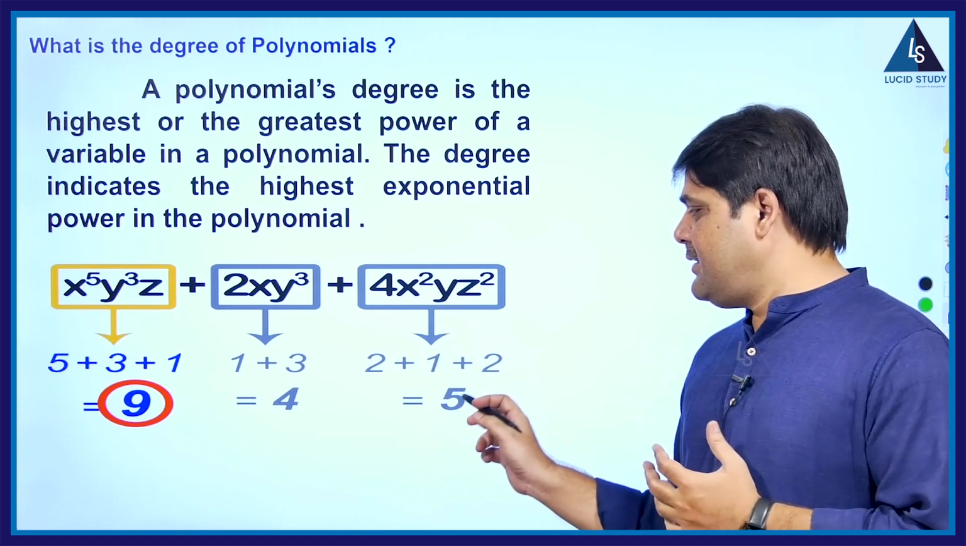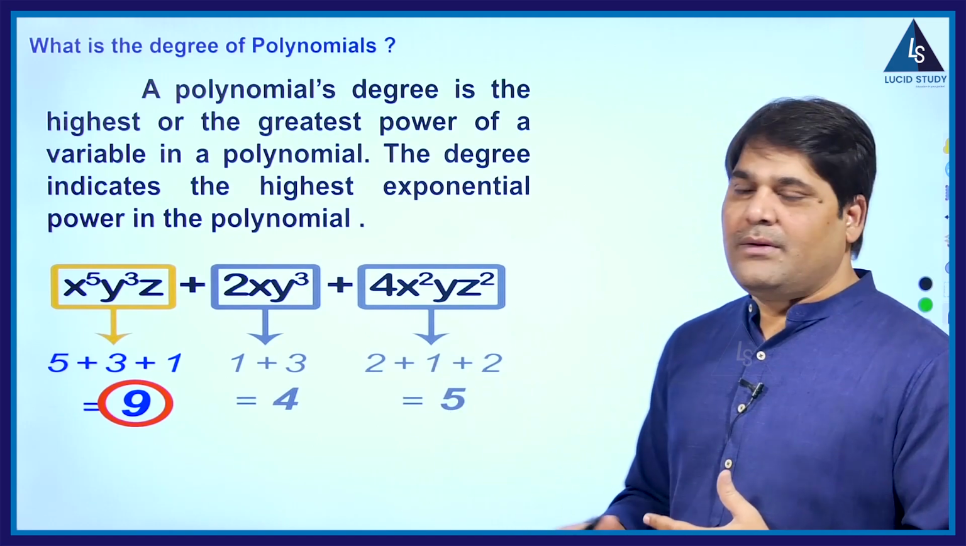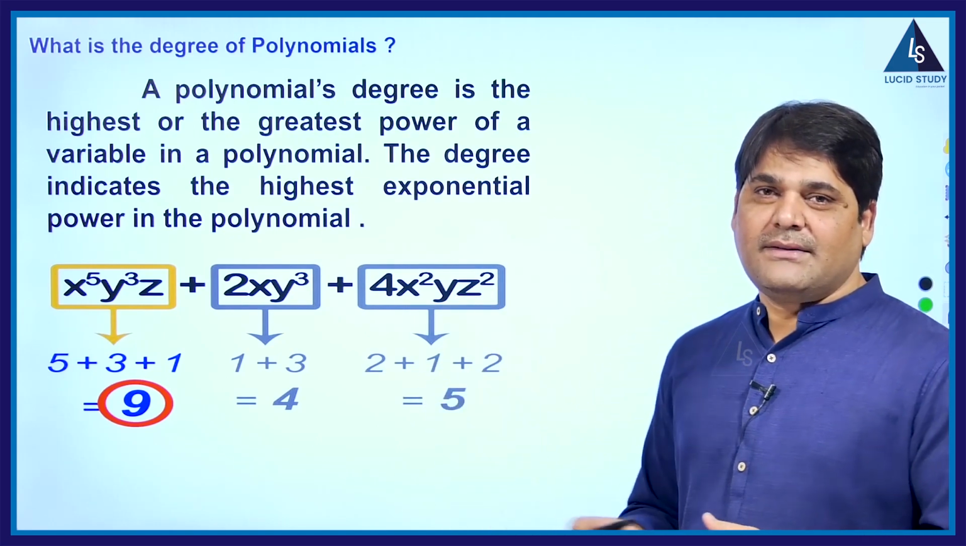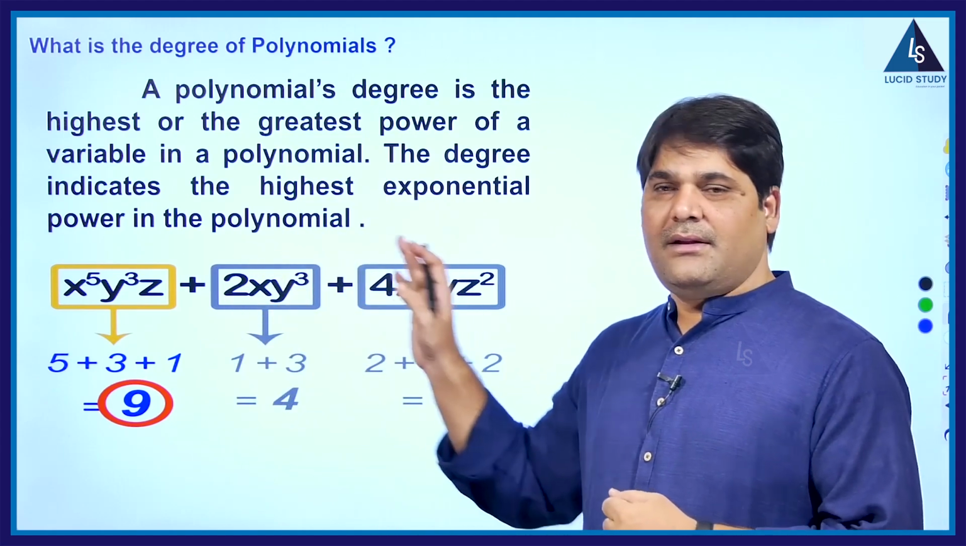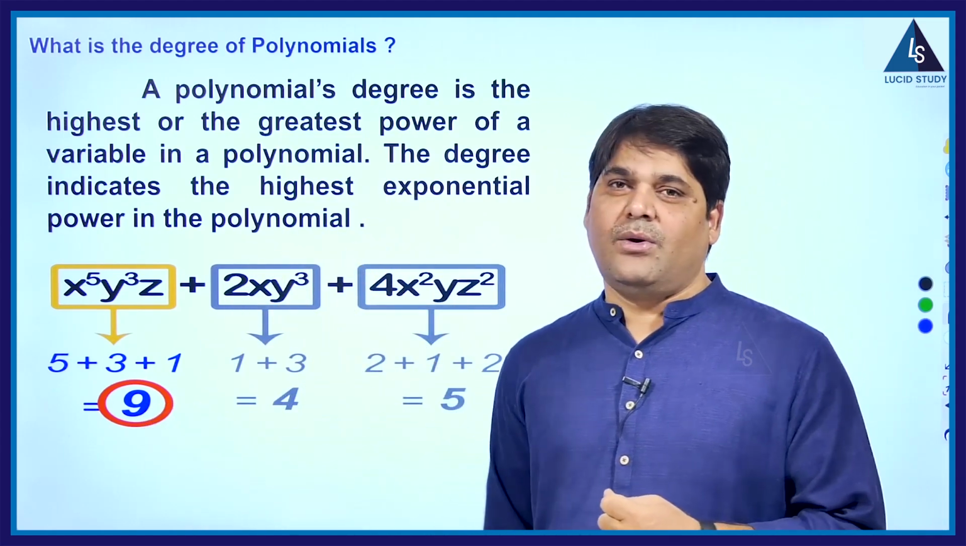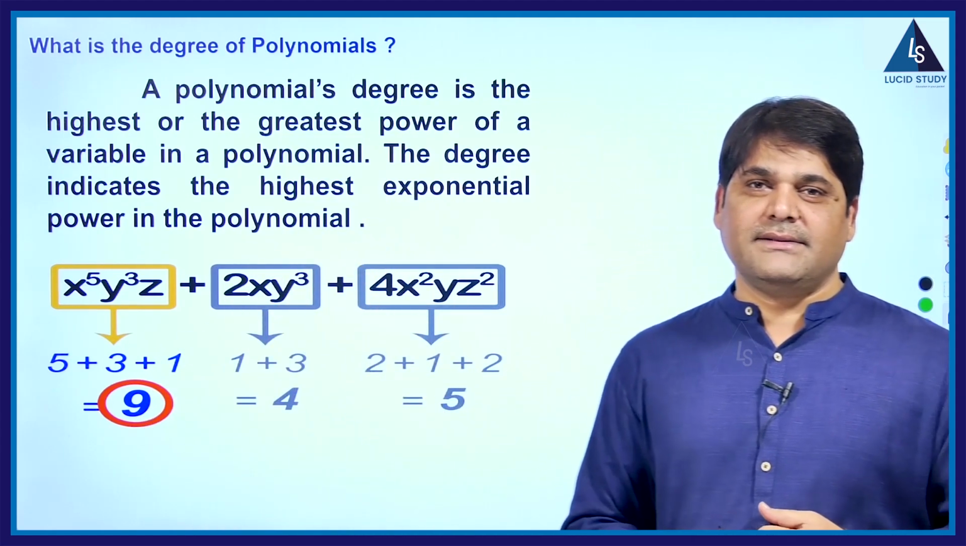If you add all these three, you will have 5. So this is the degree of this term. So what is the degree of this entire polynomial? The highest one is 9. So the degree of this polynomial is 9.